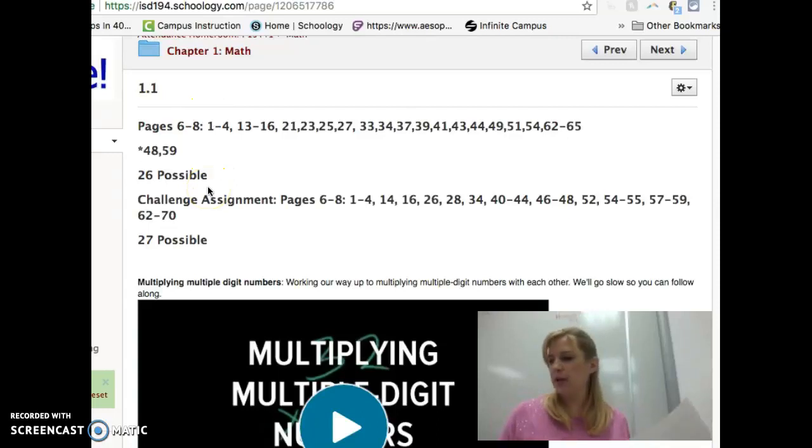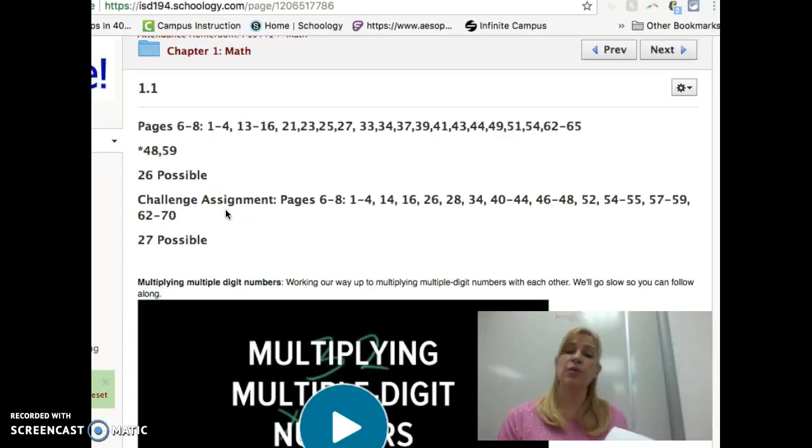So there are two possibilities for assignments. You can choose to do the regular or the challenge assignment. The challenge assignment is usually a little more in-depth, has more problem solving in it. This one is kind of a middle level assignment that will get you ready for the test. So challenge assignment generally takes a little bit longer. Like I said, it has more problem solving.